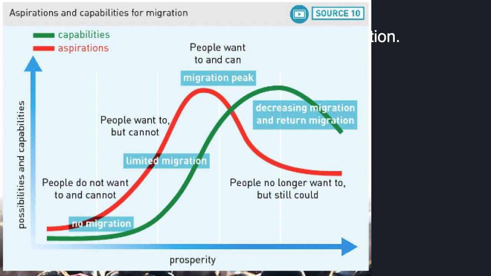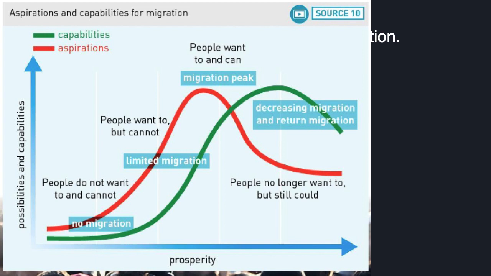At a certain point in time, people want to migrate, but they can't. They don't have enough money to leave their home country and move to another one. But they do have the aspiration, but they can't. They are not able to. Then the prosperity increases, and that means that people get the money to migrate, and that means a migration peak exists. People want to migrate and can. That means that a lot of people leave their home country, move to another one, and start living there. This is the point in time where the remittances are being sent to their home country.